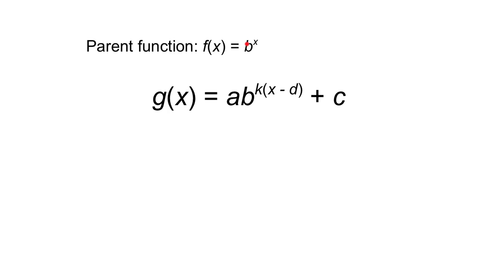So your parent function could be 2 to the x. That would be a 2 down here. Or 3 to the x. That would be a 3 down here. But it's these numbers in the a, k, d, and c positions that cause changes in your graph.